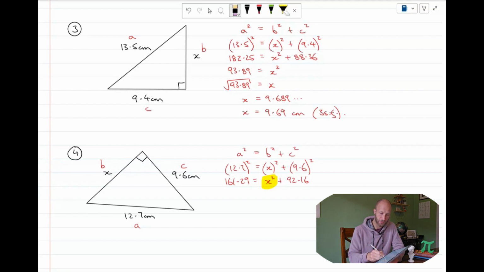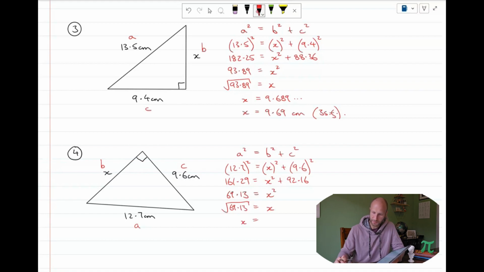And to do that, I will subtract 92.16 from both sides. When I subtract 92.16 from the right, I'll just be left with the x squared. Great, a bit closer to the x. And I can do 161.29 minus that 92.16 to give me 69.13 on the left. And then to get rid of the square, I square root the right, which means I have to square root the left. Whatever I do to one side, I do the same to the other.